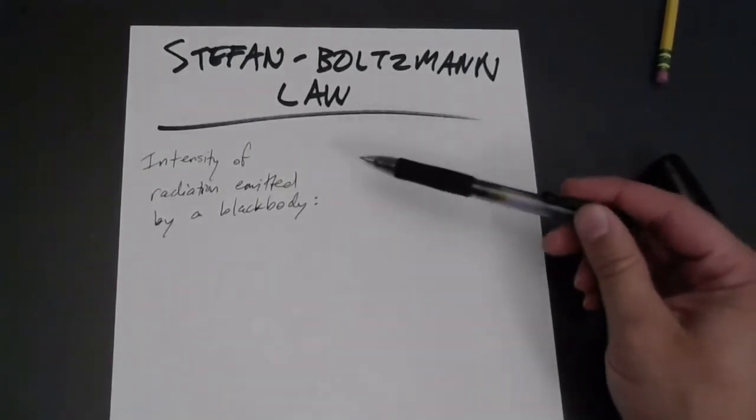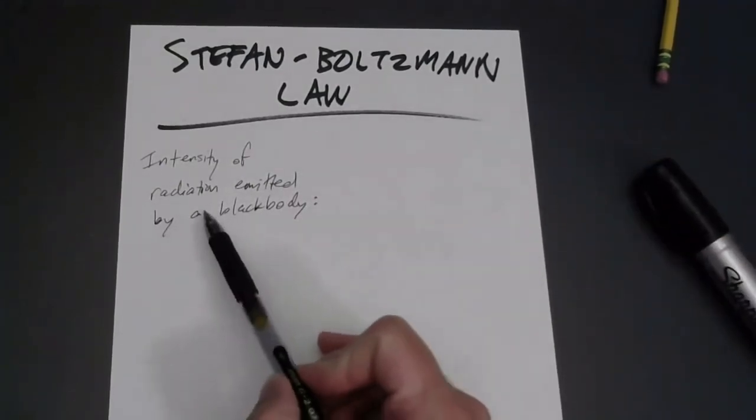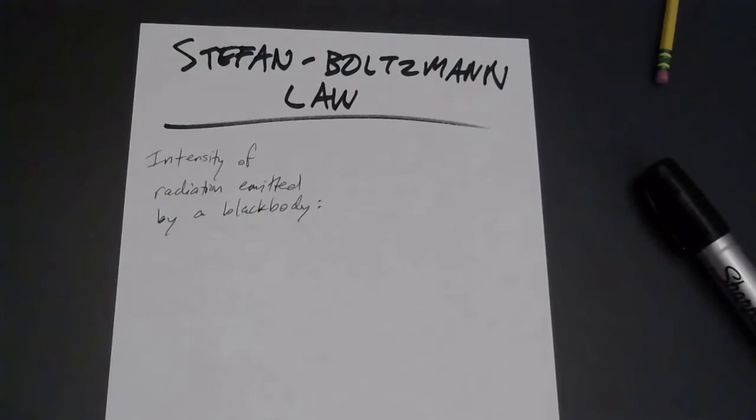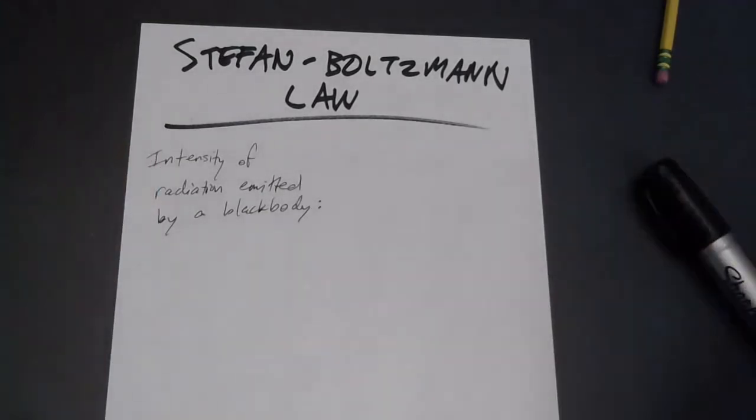And this is all about the intensity of radiation. We're talking about electromagnetic radiation emitted by a black body. So I'll talk about what a black body is in a second. But remember, this word radiate just means energy flowing outwards.